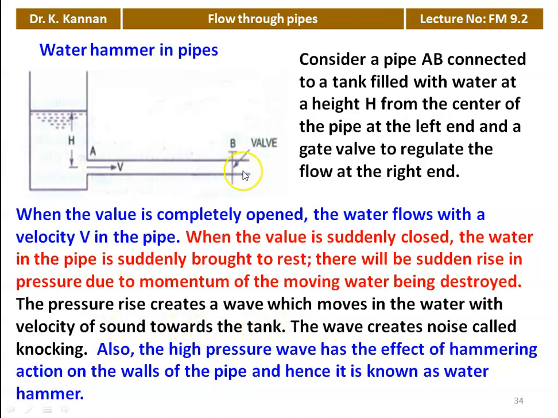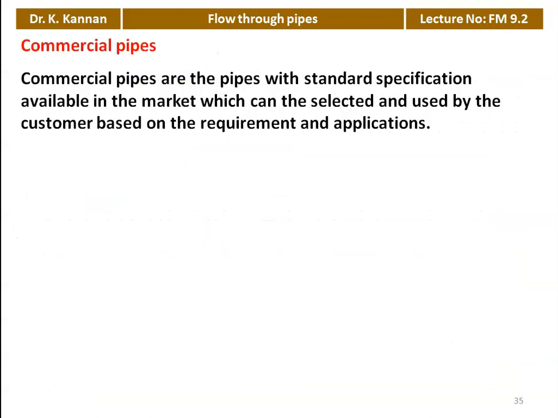The water will flow in a wavy manner. The wave will move in the backward direction. The wave creates noise called knocking. Also, the high pressure wave has the effect of a hammering action on the walls of the pipe and hence is known as water hammer. So, when we suddenly close the valve, there will be backward flow because of the momentum being destroyed. The backward flow will create an impact on the pipe wall, which is called the water hammering effect.